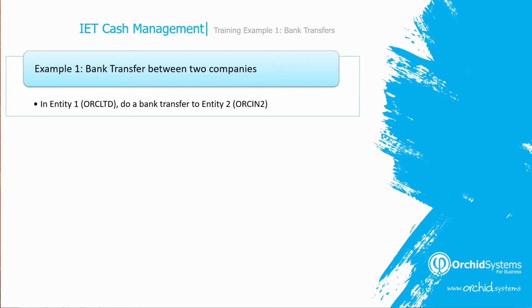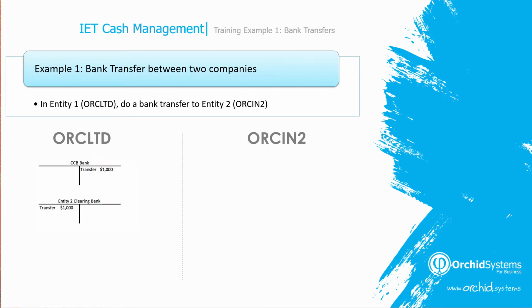We're going to transfer from Orc Limited to Orc Inc. 2. In Orc Limited, when we do the bank transfer, it's going to credit the Orc Limited's bank account and debit the clearing bank account for Entity 2. And then inter-entity transactions, cash management, will automatically clear the Entity 2's clearing account and debit the due from Entity 2 in Entity 1's books. And then it will, in Orc Inc. 2, do the transfer. So it'll deposit the $1,000 into the CCC bank account in Orc Inc. 2 and credit the loan account with Entity 1.